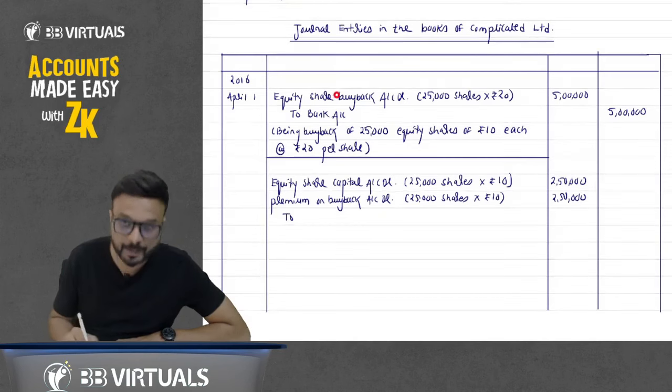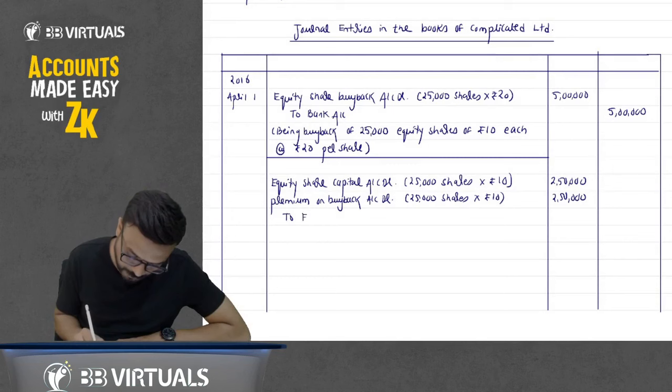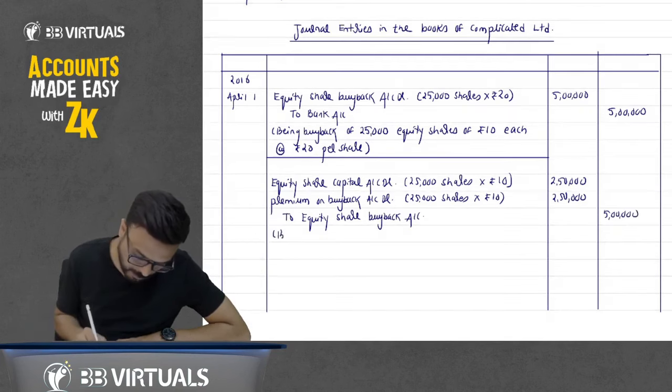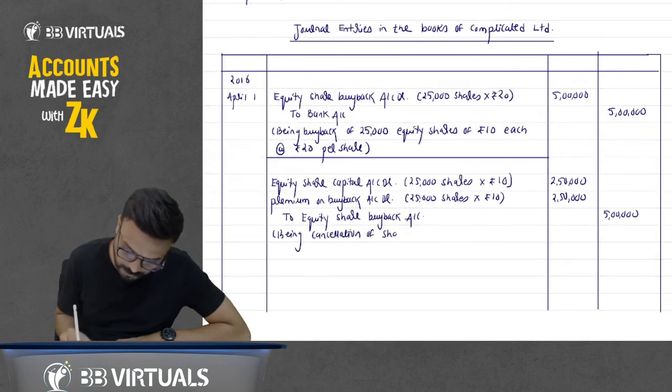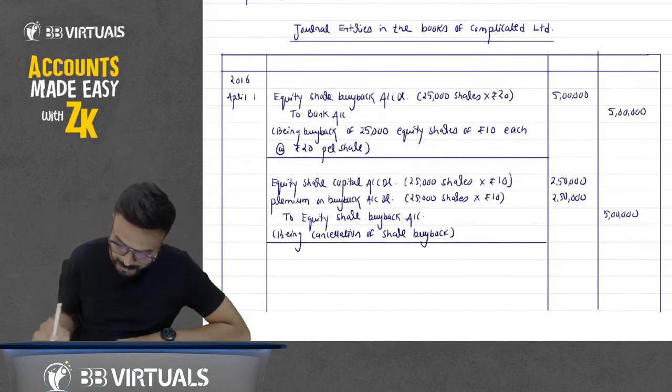Now we will cancel. We have purchased this share, now we are cancelling this share to equity share buyback account. To equity share buyback account, that is 5 lakh. So being cancellation of shares buyback.